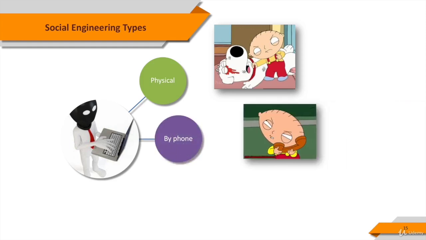Social engineering by phone. Calling the victim. The attacker usually tries to collect some critical information about the victim. In addition, the attacker can try to deceive the victim to visit a malicious website or install a malicious piece of software as well.